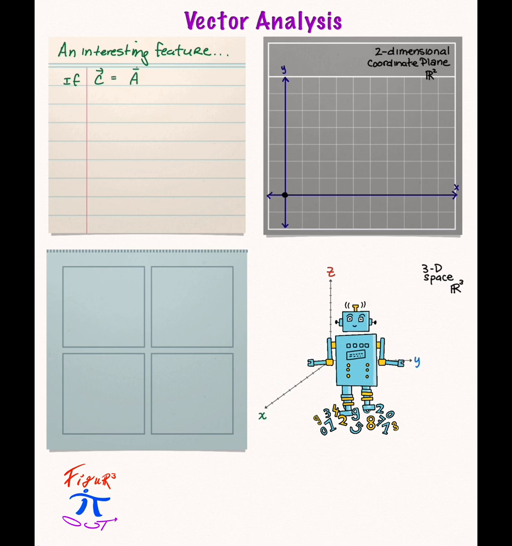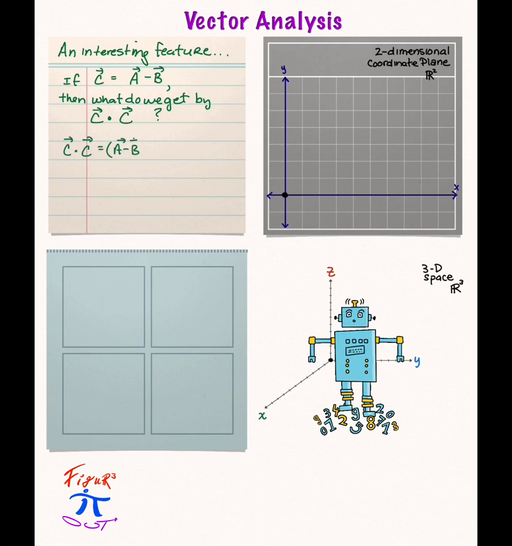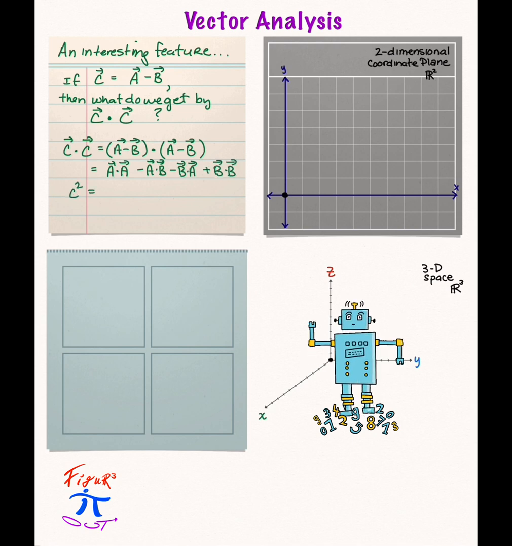An interesting feature. If we were to let a vector C be the difference of two vectors, and then we wanted to multiply C with itself through a dot product, we obtain something familiar. Through a little distribution here, double distribution, and a few dot product rules applied, we get the famous law of cosines that you might remember from high school trigonometry.